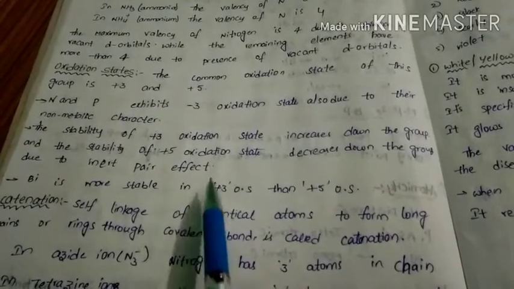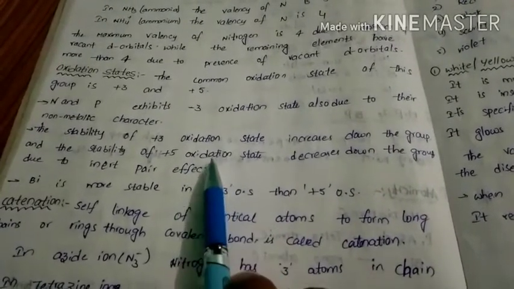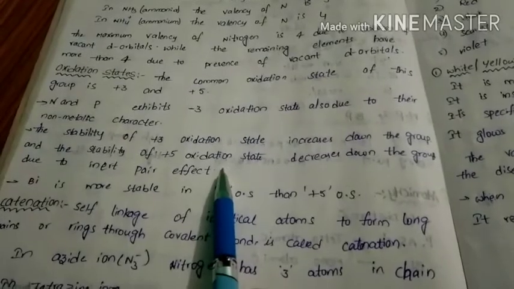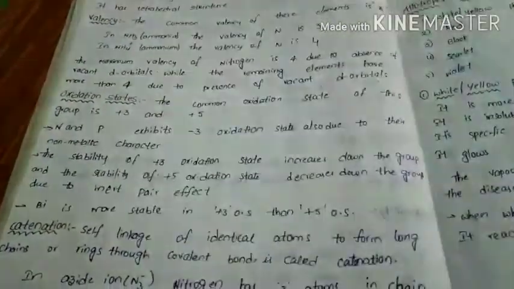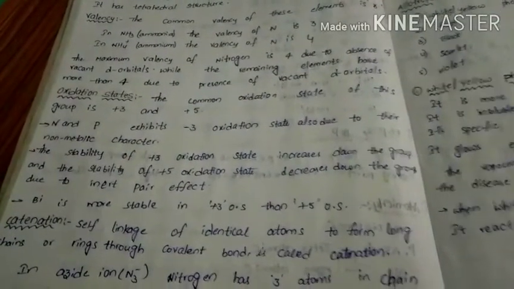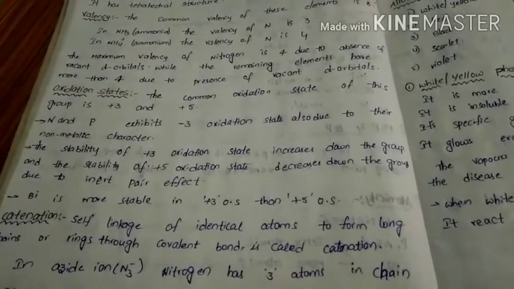So what is the point here? +3 oxidation state stability increases, but +5 oxidation state stability decreases. So these are the points regarding valency and oxidation states. Next, there are some more points.